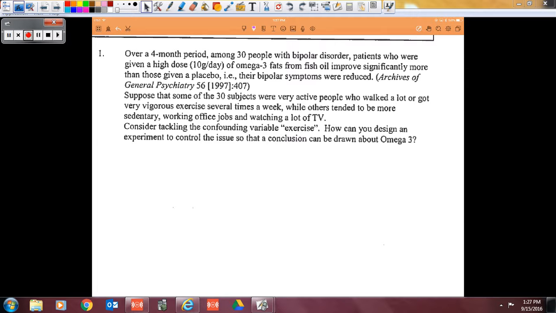Because what are we measuring here? First of all, what is the thing that we are measuring in this problem? Our response. Okay, good. We are measuring the response. What's the explanatory variable? What are we testing here? Okay, that's what we measure. That's the response we are checking: reduction of bipolar symptoms.